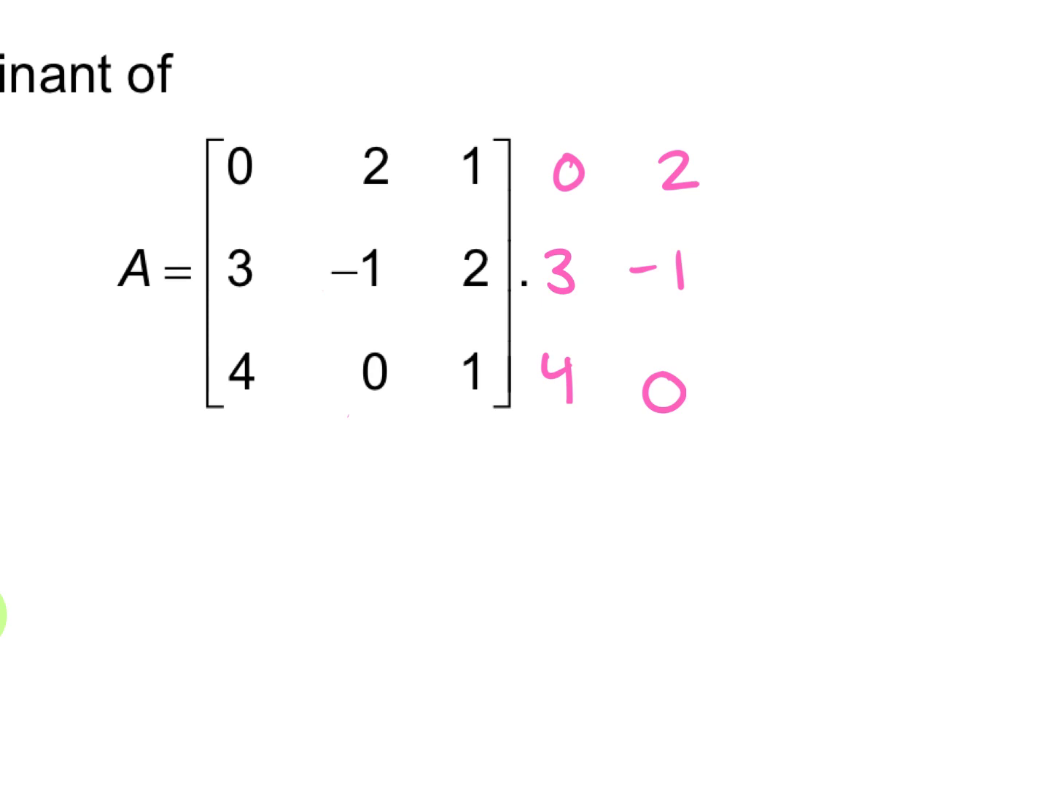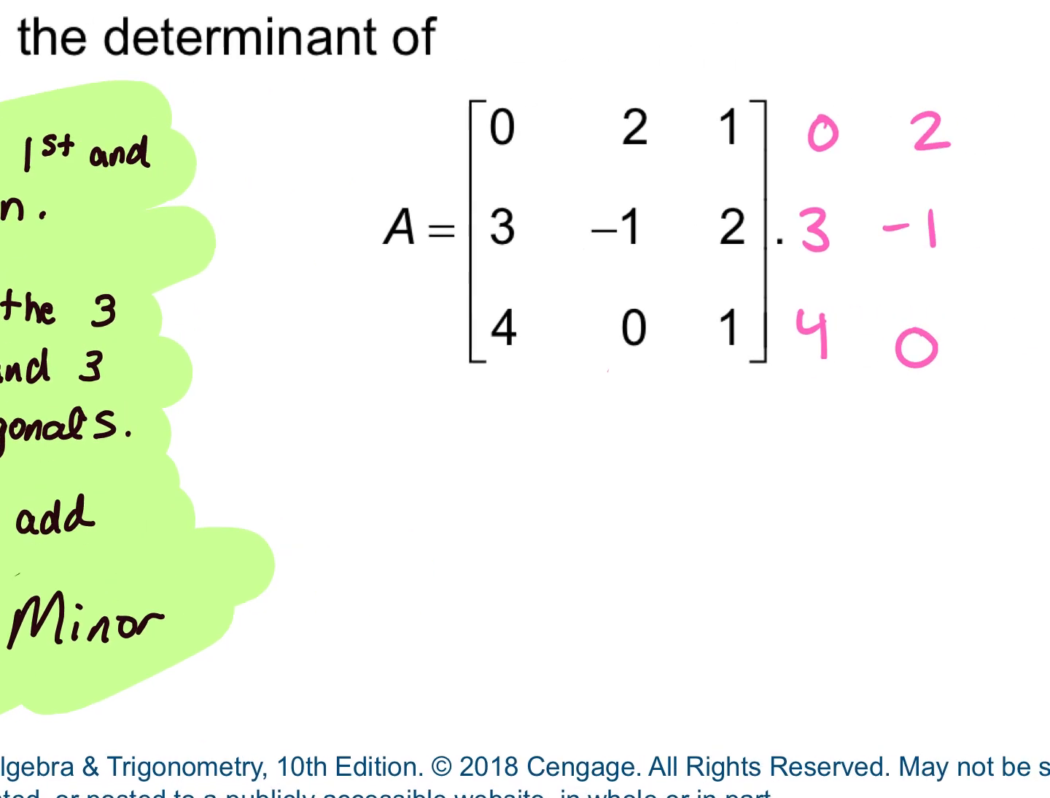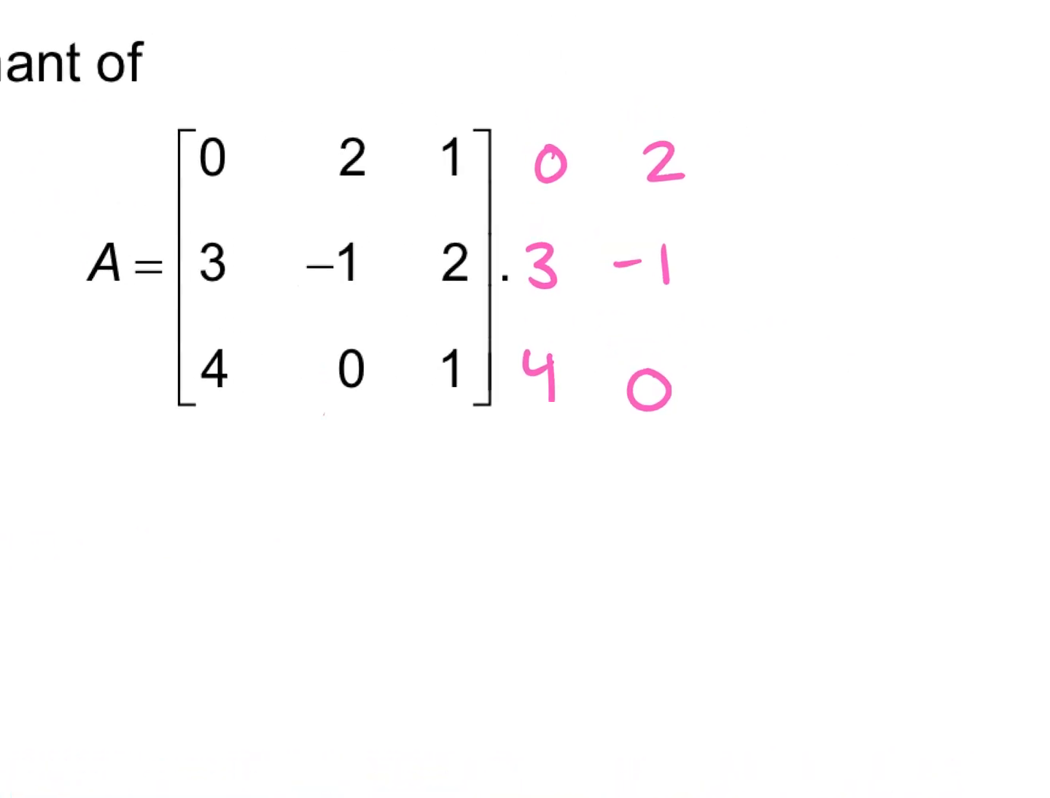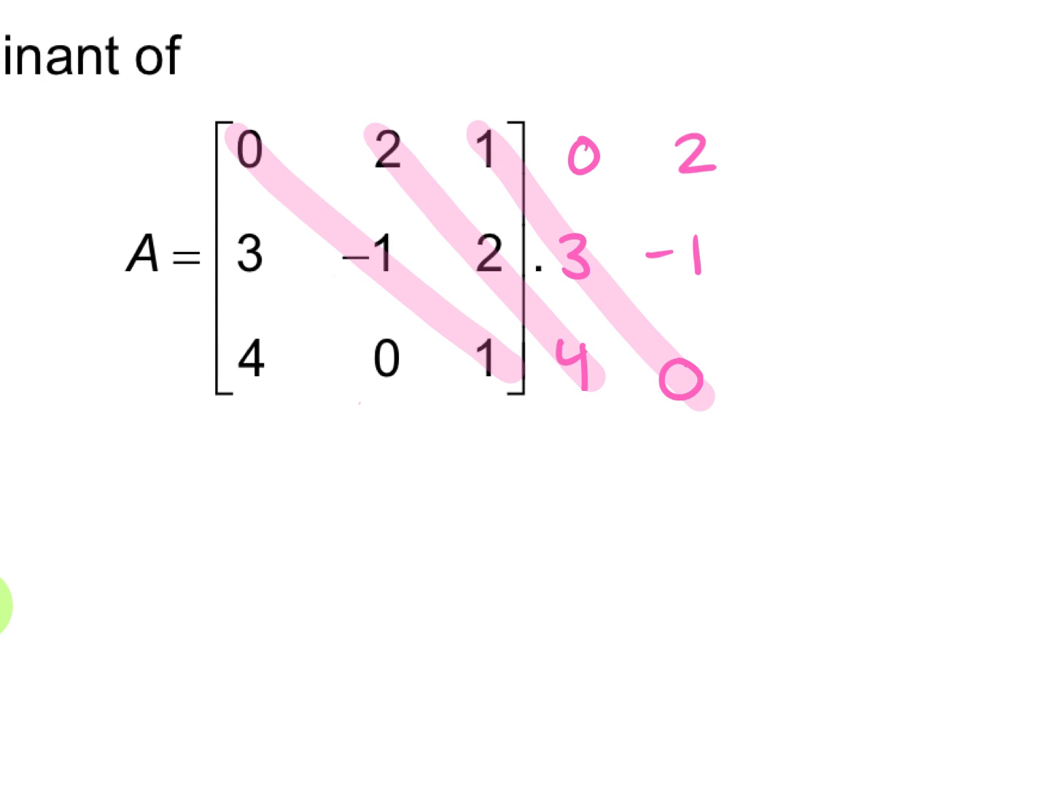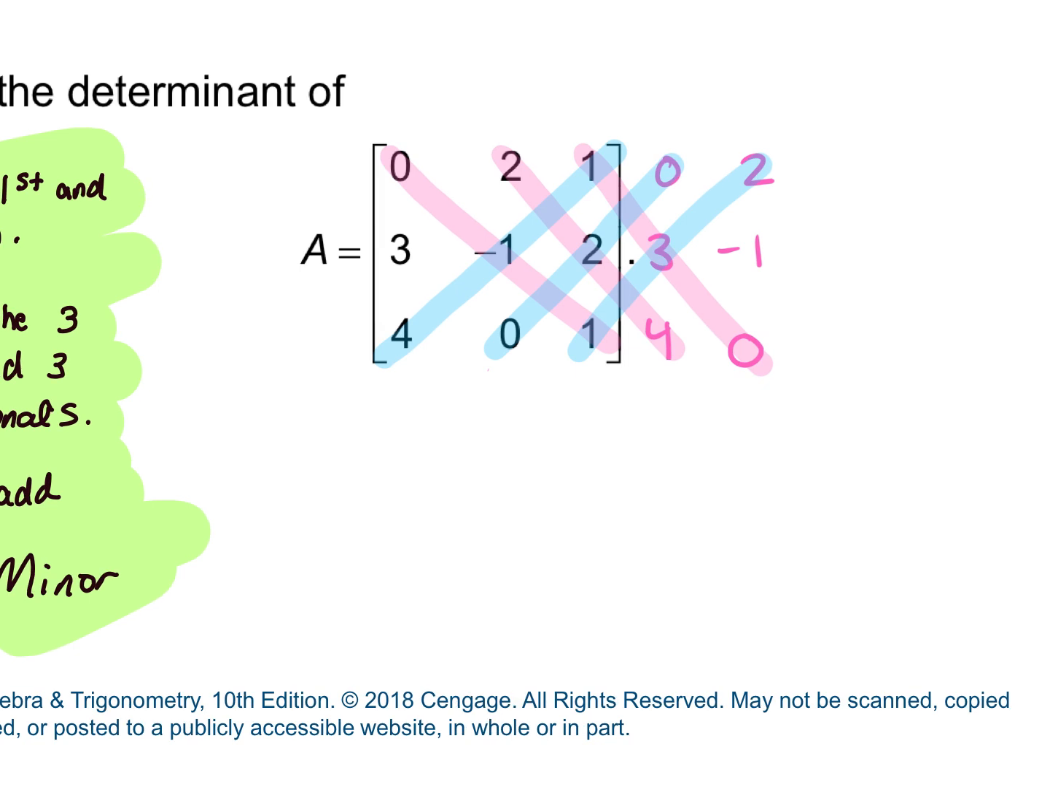Step 2 says we identify the 3 majors and the 3 minor diagonals. So majors always start in the top left corner. So we have a major diagonal here, major diagonal here, and a major diagonal here. Next, we want to identify the 3 minor diagonals. So minors start at the bottom left. So we've got minor, minor, minor.